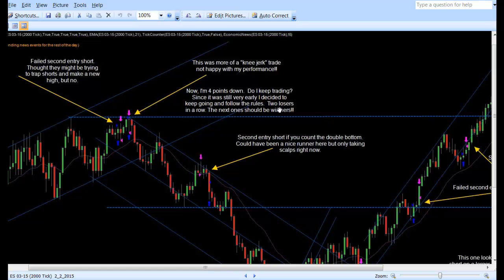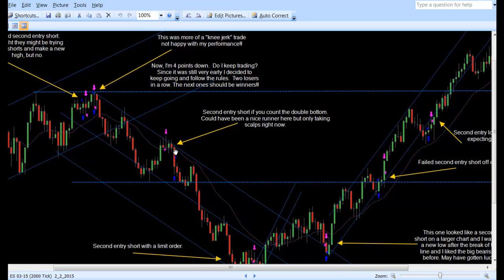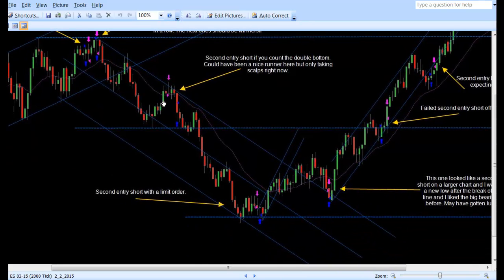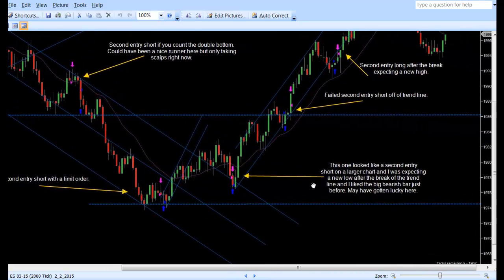Two losers in a row. The next one should be winners. He takes a nice second entry short, got some more. He only took a scalp, though. He didn't get any runner out of that.